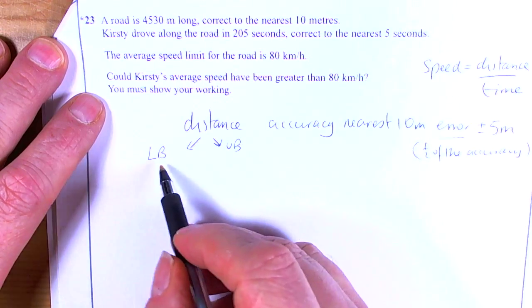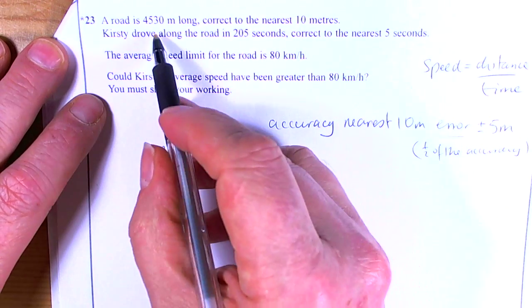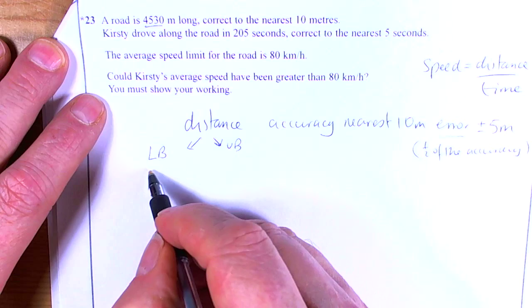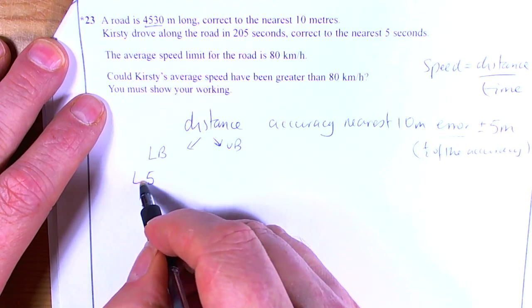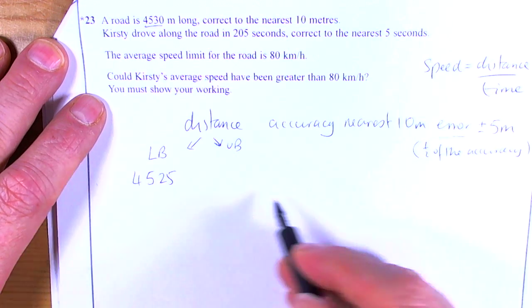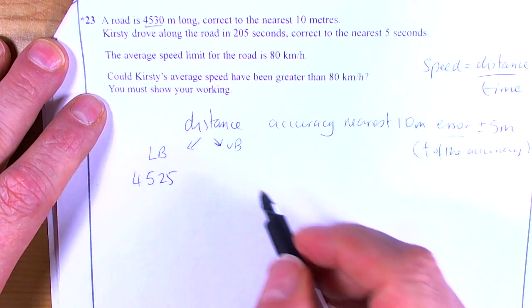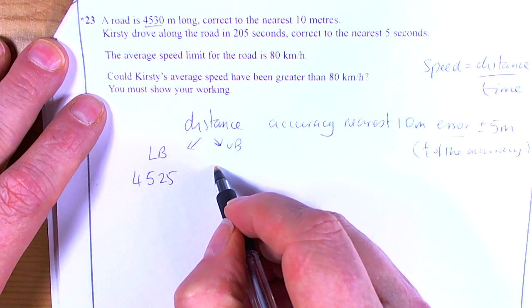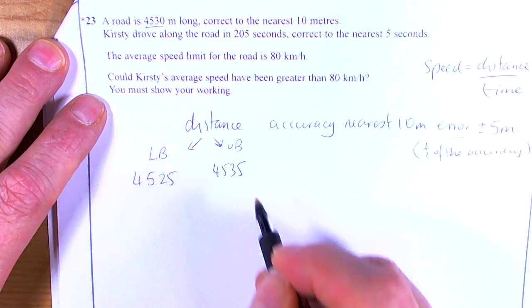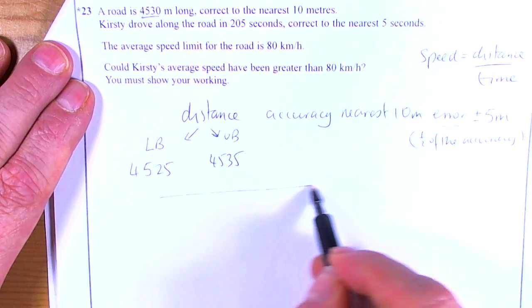So the lower bound is going to be 5 meters below what they gave. Now they gave an answer of 4530, so the lower bound is going to be 4525, and then the upper bound will be adding 5 meters on. So the upper bound will be 4535. Now just remember why that all worked.